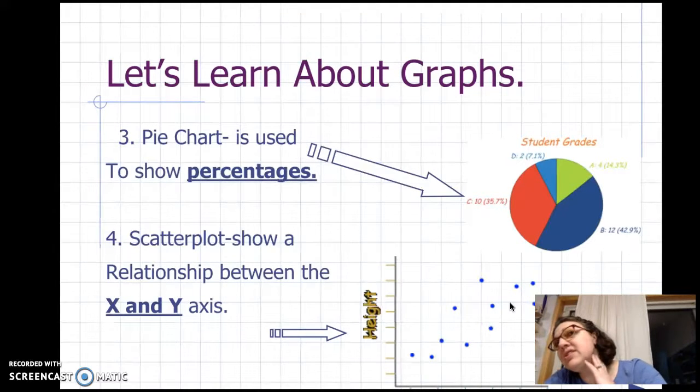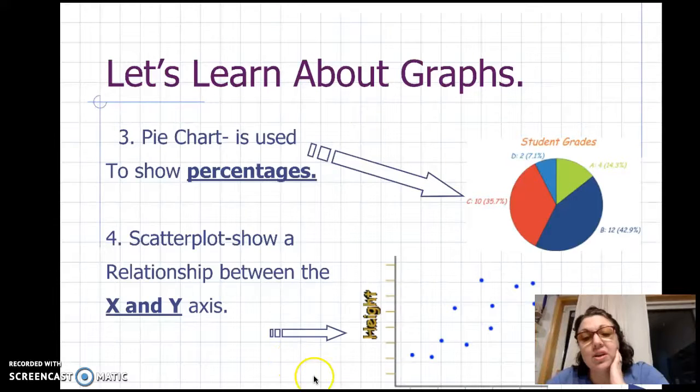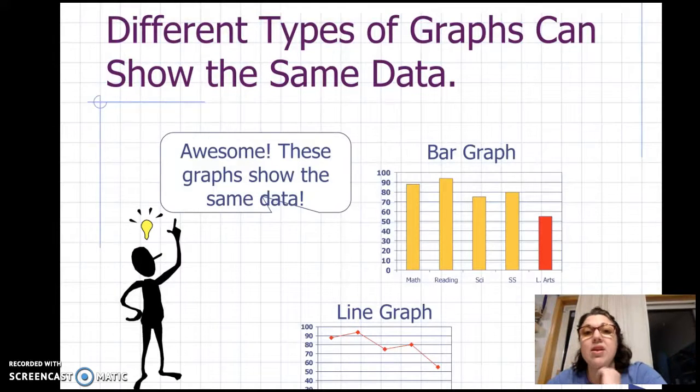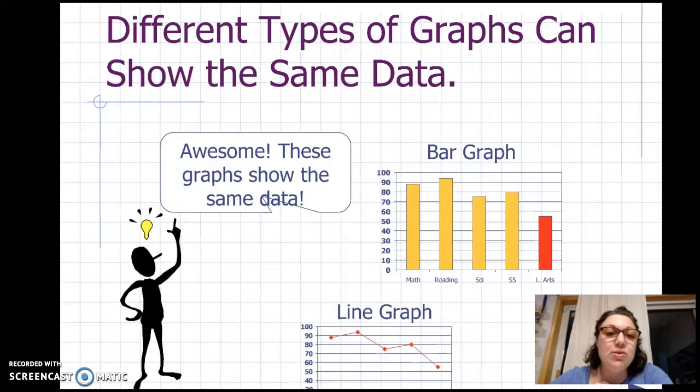The main difference is that on a line graph, the x-axis is going to be some kind of time: minutes, hours, seconds, days, years, decades, etc. Whereas on a scatter plot, you can have anything on the x-axis. It doesn't just have to be time. So different types of graphs can show the same data. This bar graph and this line graph have the same information on it.